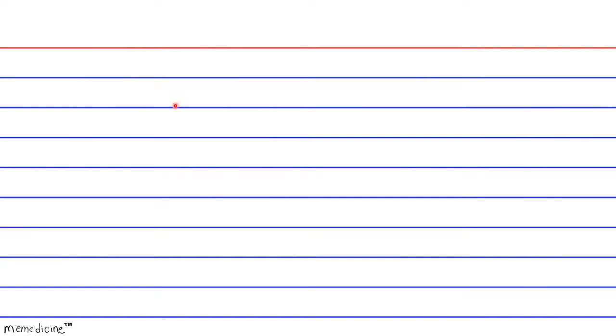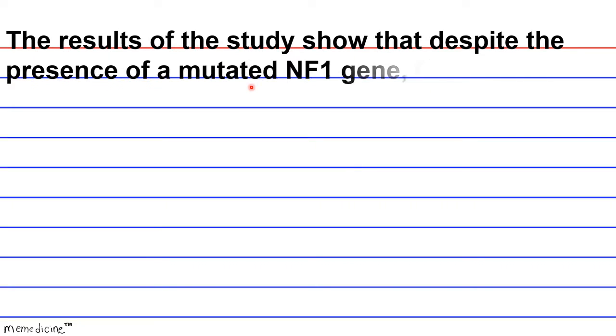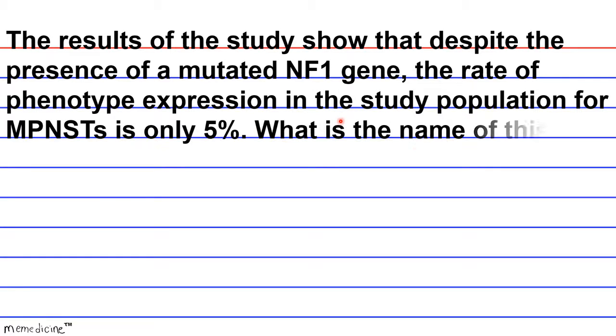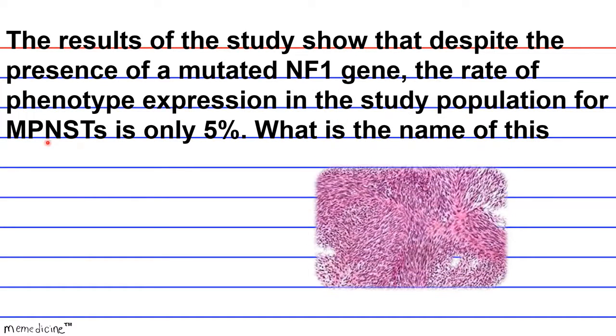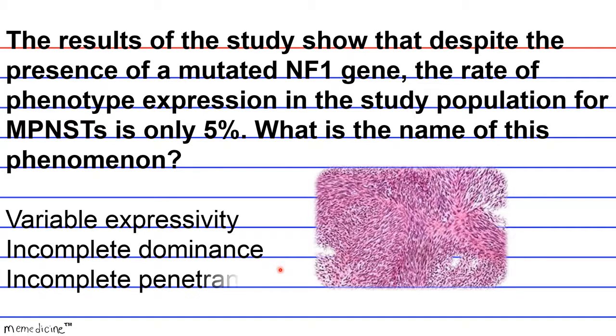Okay, so last question. The results of the study show that despite the presence of a mutated NF1 gene, the rate of phenotype expression in the study population for MPNSTs, which is short for malignant peripheral nerve sheath tumors, is only 5%, okay? So what is the name of this phenomenon? Is it going to be A, variable expressivity? Is it B, incomplete dominance? Is it C, incomplete penetrance? Or is it D, leakage?